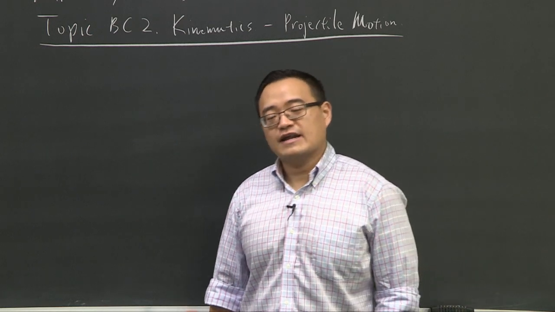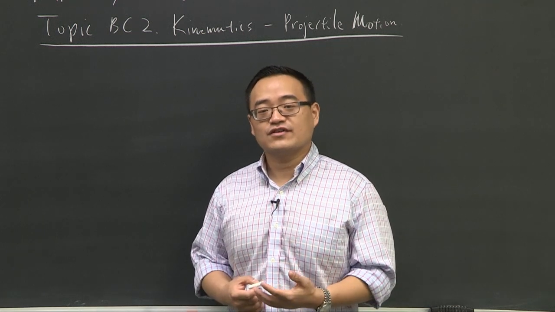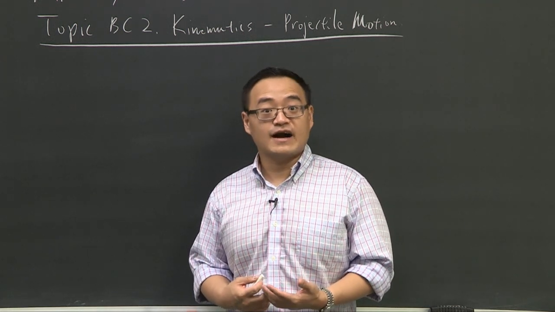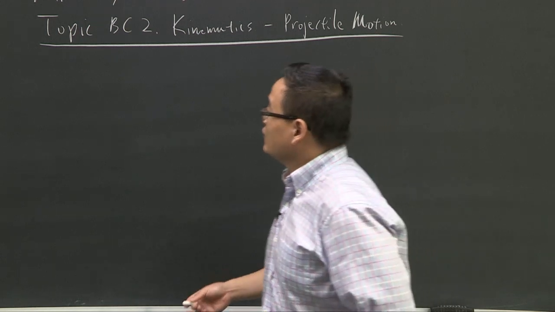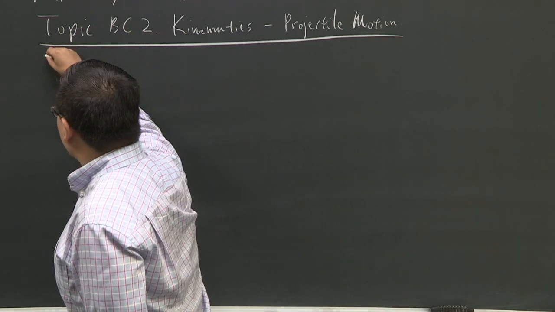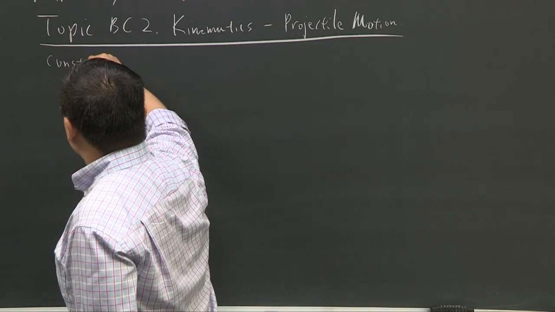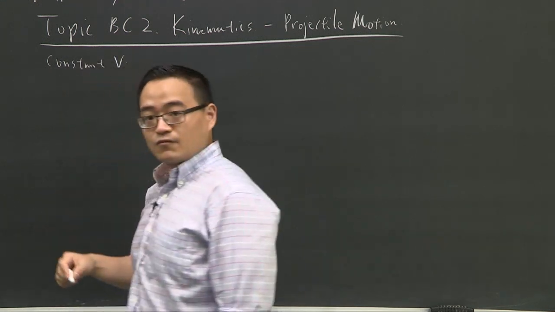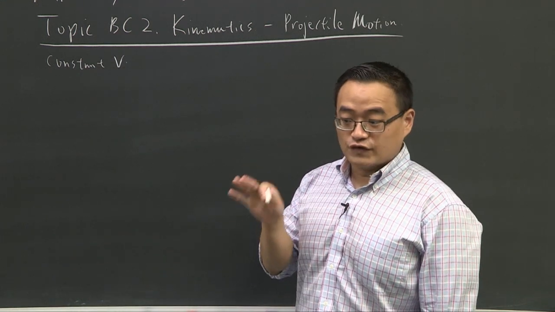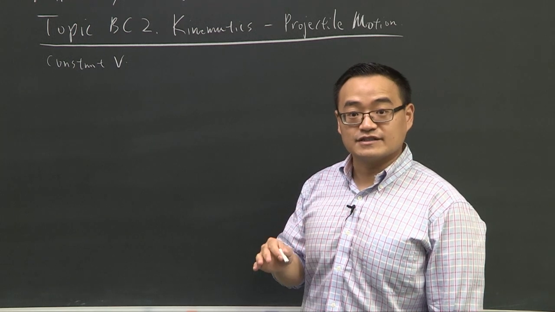We're going to continue our topic of kinematics. Last lecture we went over some very fundamental concepts. Just a quick review. We talked about two types of motion. We talked about constant velocity motion, very simple, very straightforward. Your velocity is kept constant.